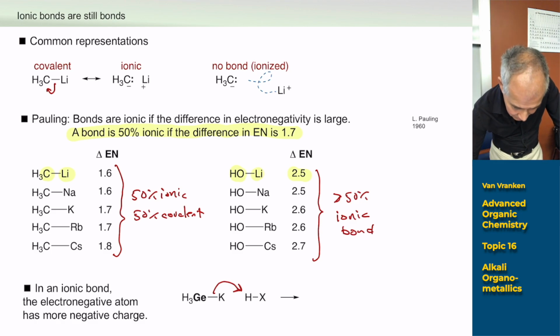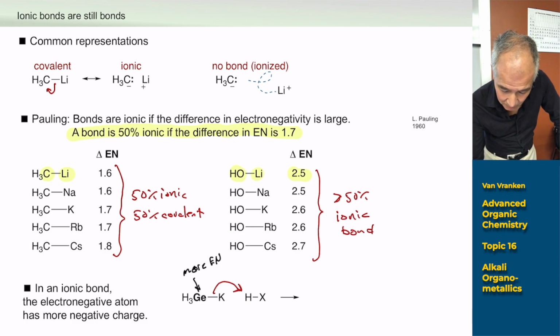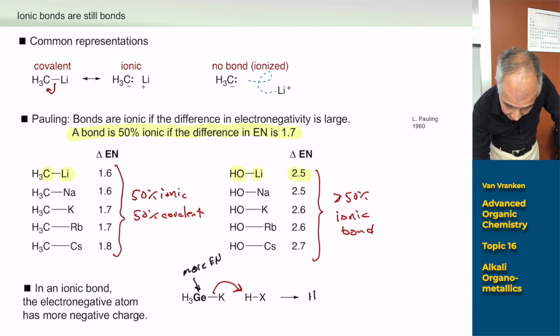So in this case, germanium is more electronegative. I want to make sure that that germanium keeps the electrons. So when I draw the new bond, that new bond better be still attached to the more electronegative atom. That's germanium. There's the new bond.